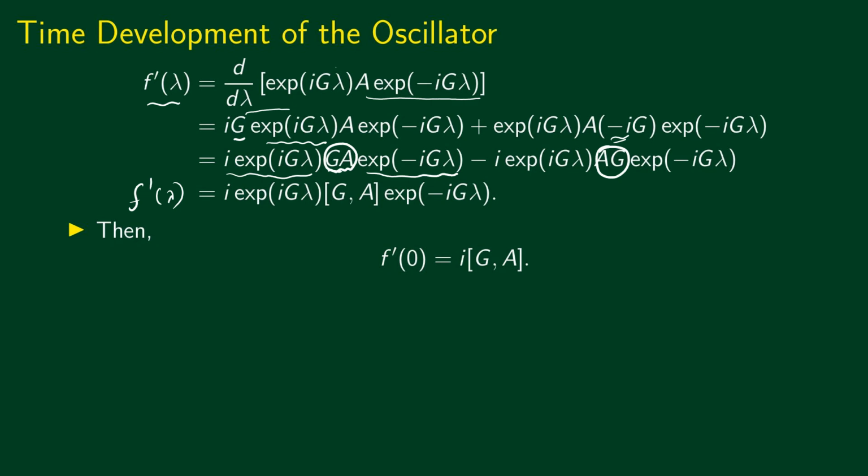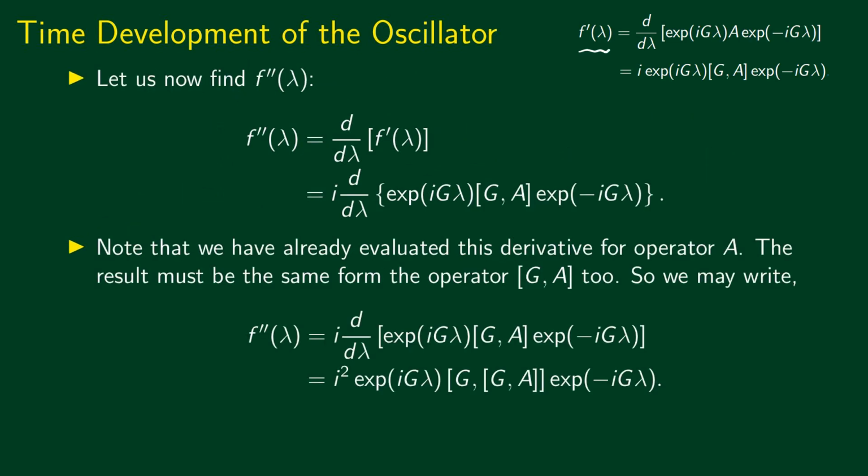So we find f prime of 0. Just put lambda equal to 0 in here. This becomes the identity operator. This also is the identity operator, and we get f prime of 0 is equal to i times the commutator of G with A. We have f prime of lambda equal to i exponential ig lambda, commutator of G with A, exponential minus ig lambda. Let's now find f double prime of lambda, which is the derivative with respect to lambda of f prime of lambda. We just substitute for f prime of lambda from here.